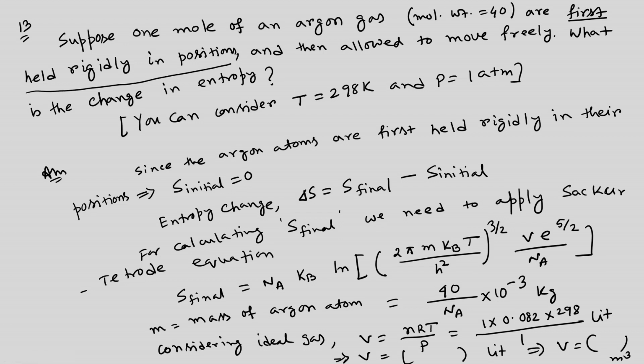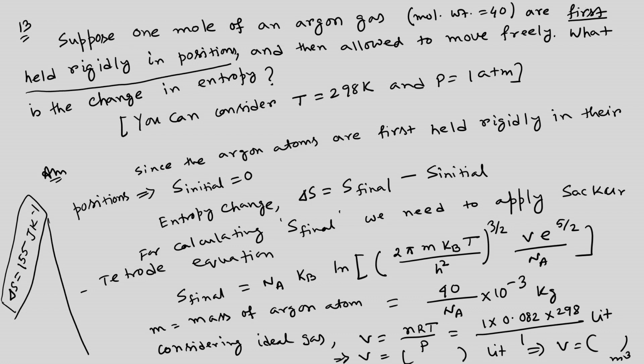So, if we substitute this, we get delta S here. The value of delta S is 155 joule per Kelvin, if we substitute all these values. The catch here is we need to consider that initial temperature is 0, because all the argon atoms are fixed, they are not moving, and we need to calculate S final. For calculating S final, we need to use Sackur-Tetrode equation.